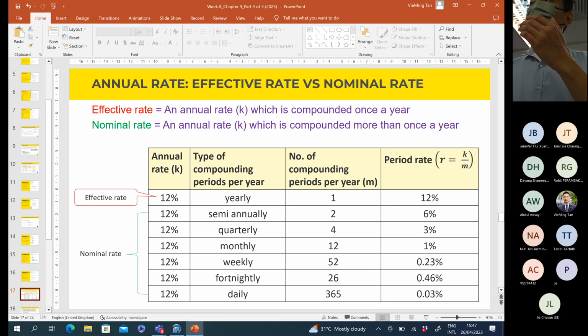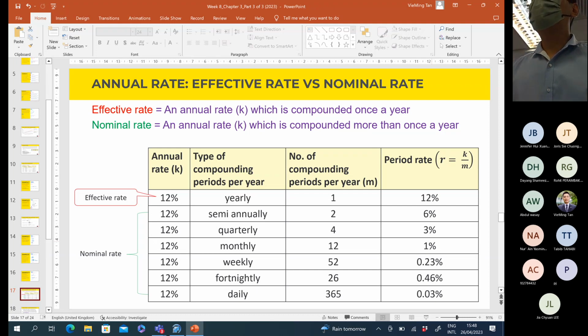So in the financial world, if the interest is compounded once in a year, only one time, then this type of interest rate is called the effective rate. This is a special name given by these financial people. If the interest is compounded once in a year only, then this type of interest rate is called the effective rate.